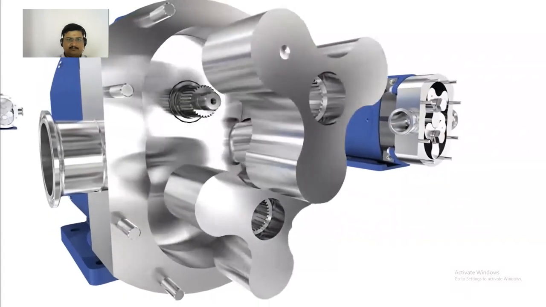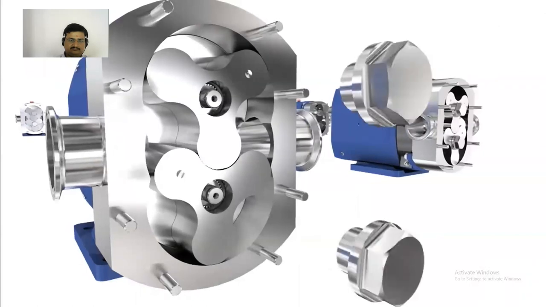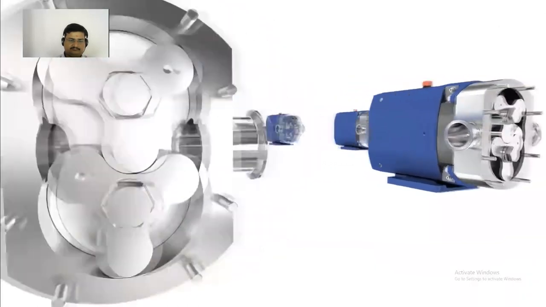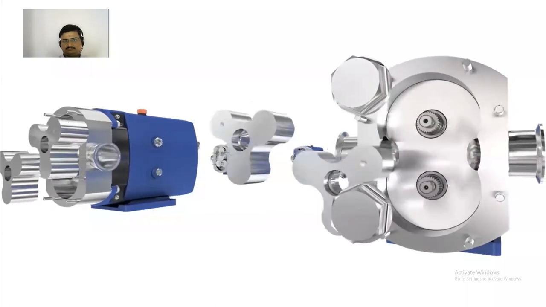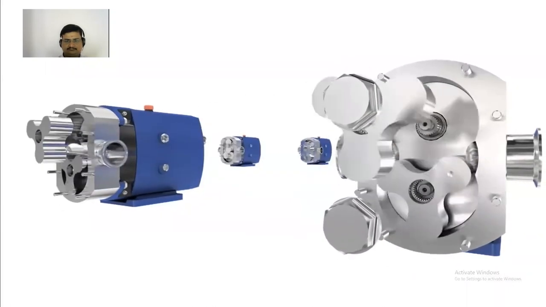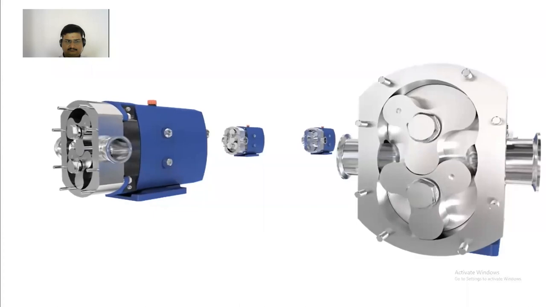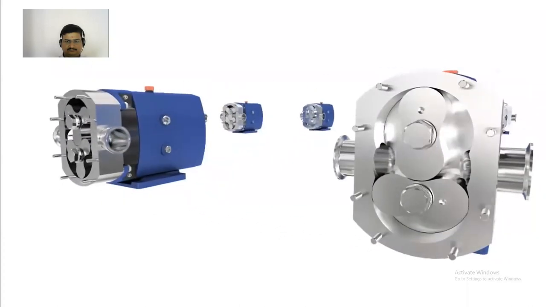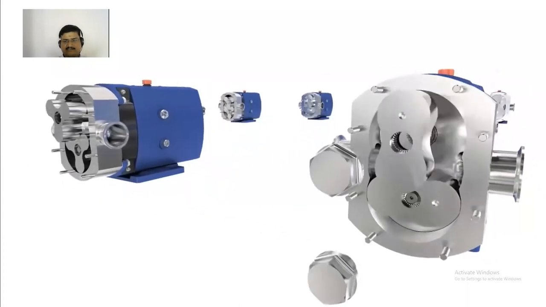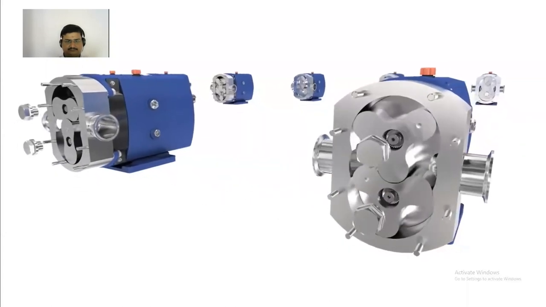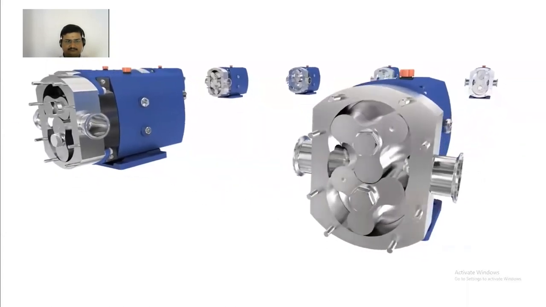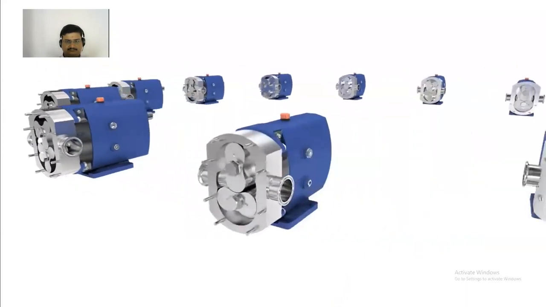These are the tri-lobe. The tri-lobe is our standard option and provides gentle and efficient product handling, suitable for most applications. High precision manufacturing combined with world-class quality control ensures that pump components are completely interchangeable without the need for complex rebuild procedures. This results in highly simplified maintenance and reduction of costly downtime.